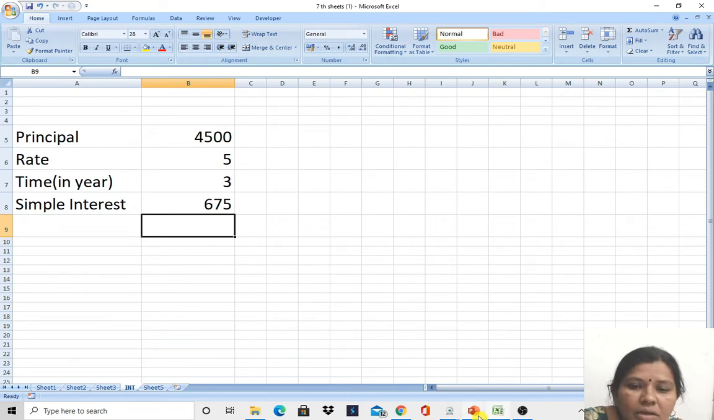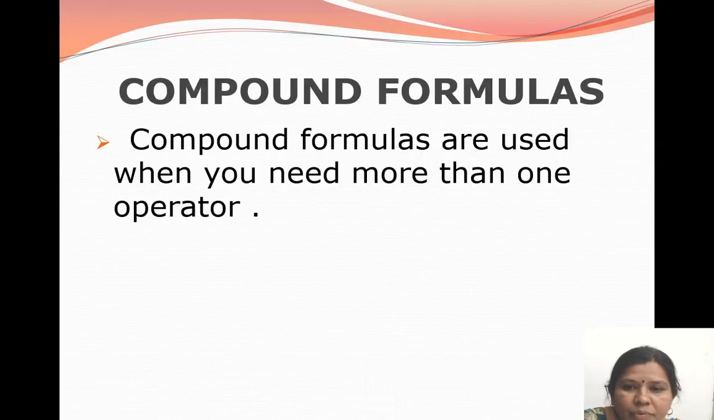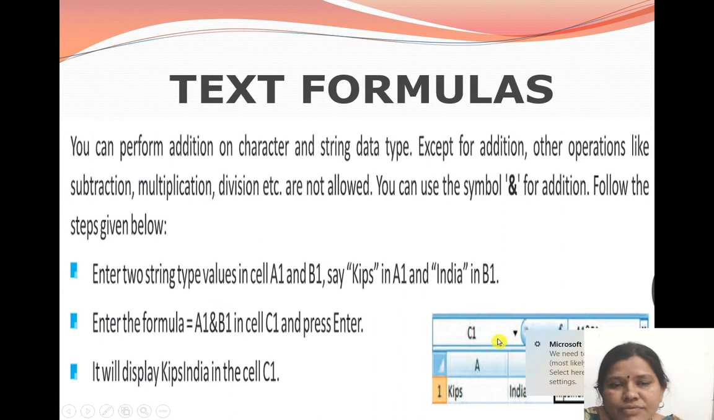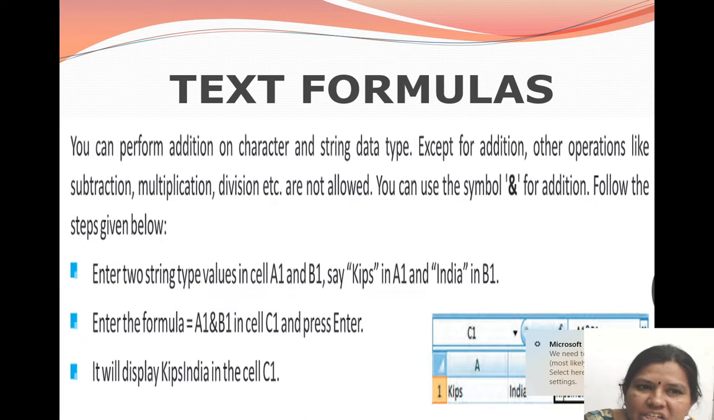Next, using text formulas. See here, if you want to perform addition on characters, for example ABC, use the string data type. Except for addition, other operations like multiplication, division, etc. are not allowed. And when you want to use the AND symbol for addition, we have to follow these steps.